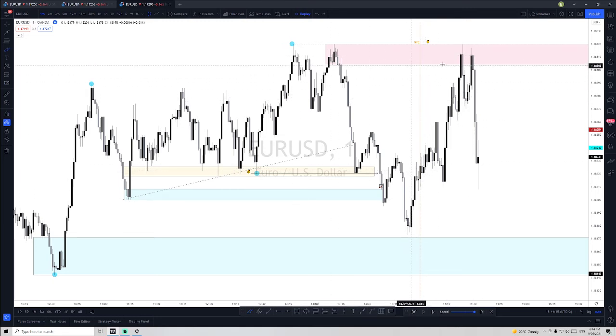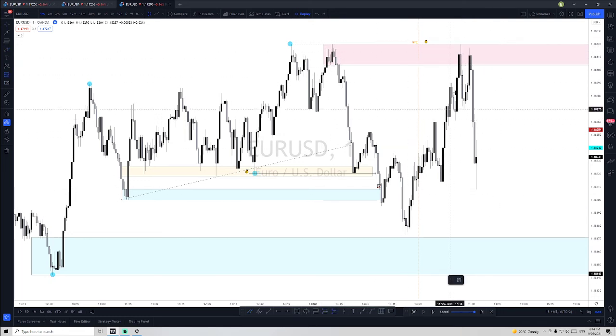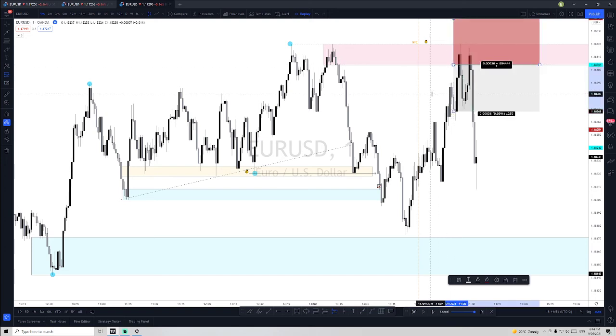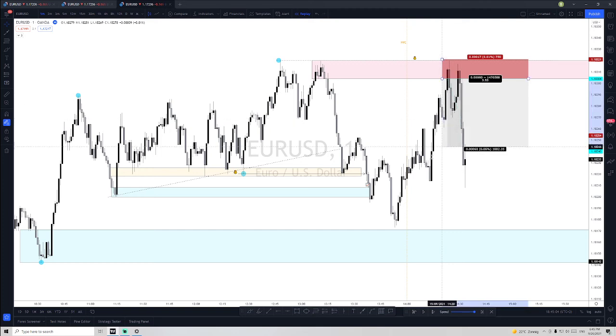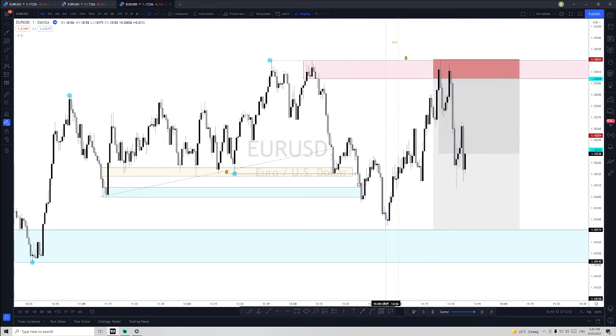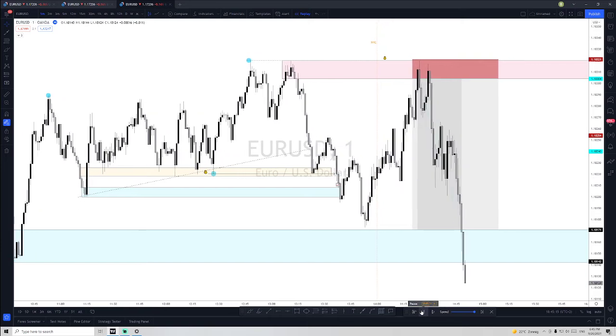If you had an appetite, if you were okay with this trade, you could have taken it right here, with a stop above. It depends, give your spread a little room right there, and then you could have taken it, right? But for me, this point needed to be broken. It didn't happen, and this new supply is just too big. I'm not gonna enter off of that.